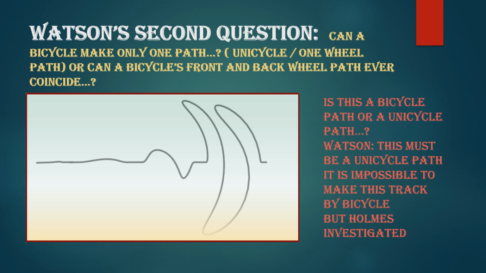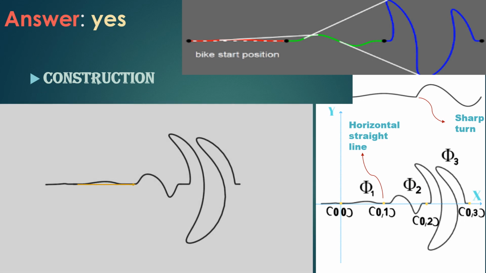At first thought, it seems impossible to drive a bike in such a way that it traces the path of a unicycle. As we know, Holmes is very intelligent. He came up with a very elegant solution. For simplicity, we are taking the length of the bicycle to be equal to 1. Holmes thought that if we move the bicycle's back tire on the curve phi 1, then the front tire will generate the curve phi 2.